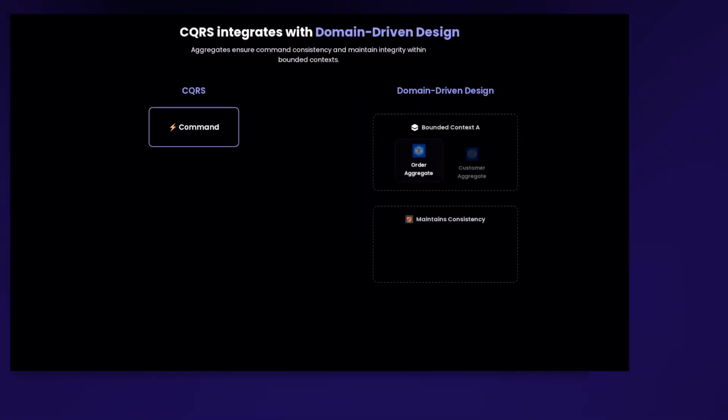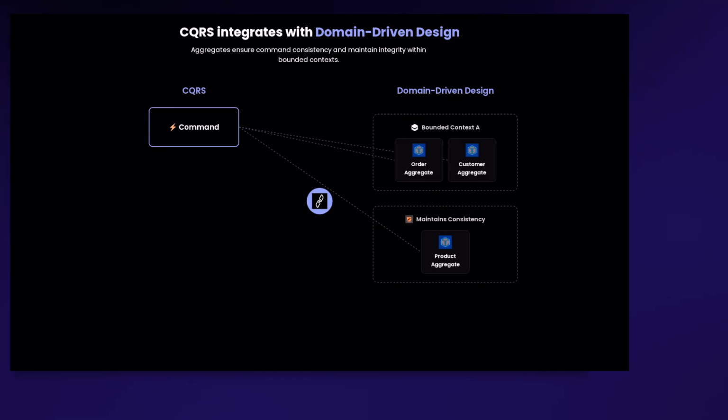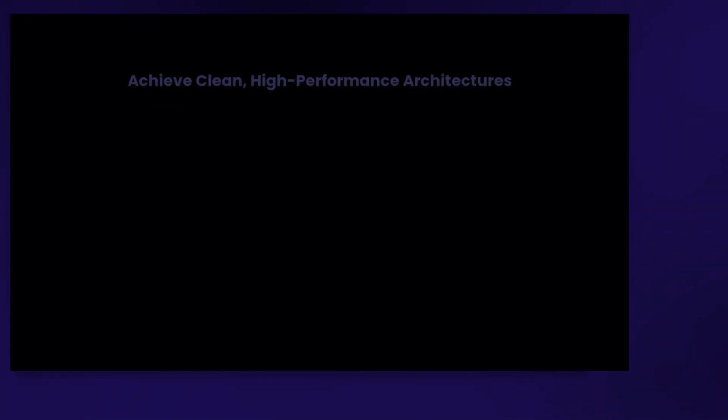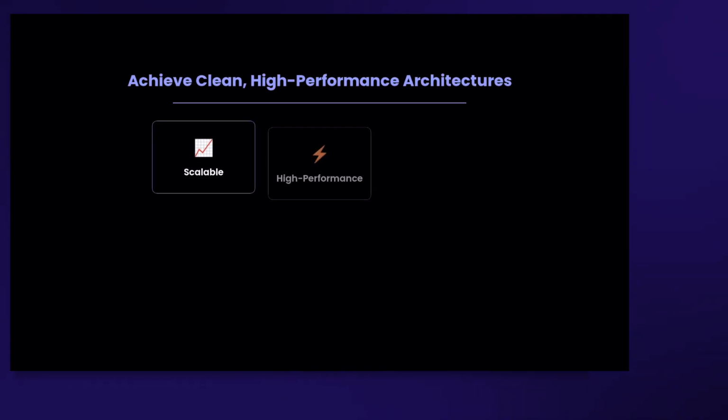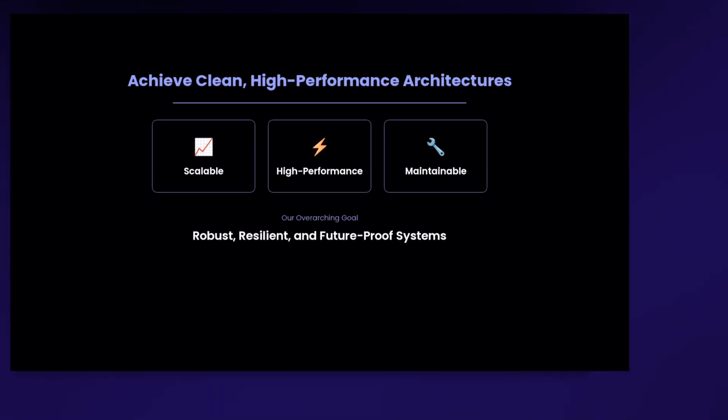CQRS also integrates seamlessly with domain-driven design. The aggregates we discussed on Day 22 play a crucial role here, ensuring command consistency and maintaining integrity within specific bounded contexts, creating a cohesive and robust system. By diligently applying CQRS, we can achieve clean, high-performance architectures that are not only scalable, but also highly maintainable. This aligns perfectly with our overarching goal of building robust, resilient, and future-proof software systems.